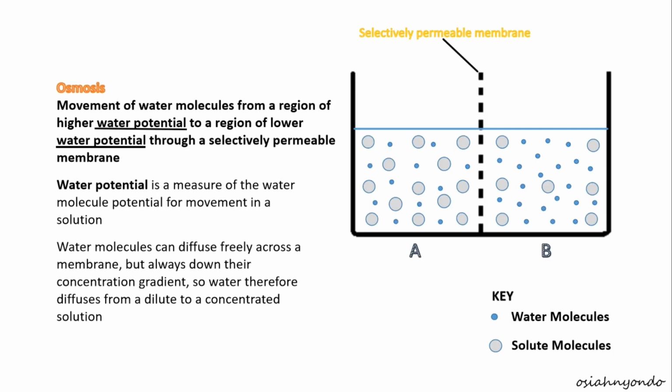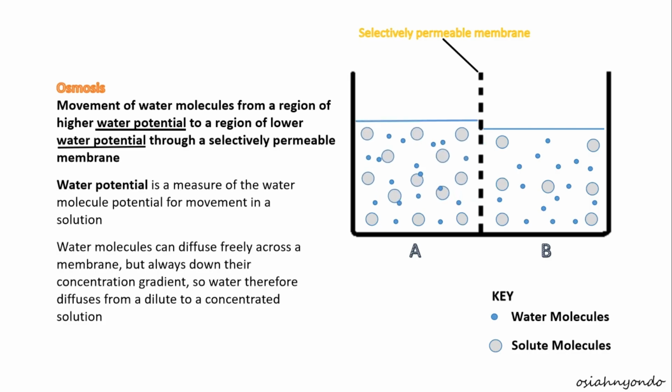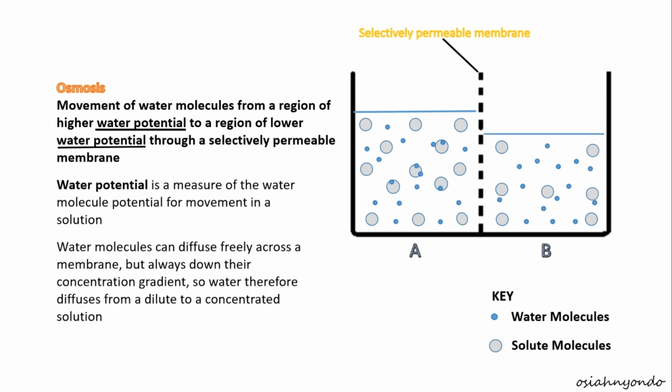Here is a diagram showing two solutions with different concentrations separated by a membrane, and a key showing water and solute molecules. If you try to analyze the diagram, in which direction will be the flow of water molecules? Will it be from A to B or B to A? Definitely the flow will be from B to A. Water molecules will diffuse from B to A, causing a rise in volume of solution A and a decrease in solution B.